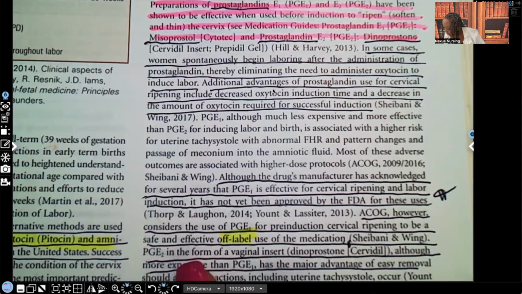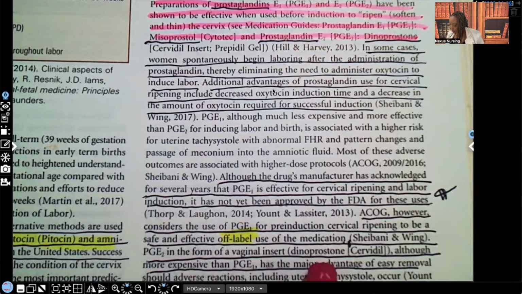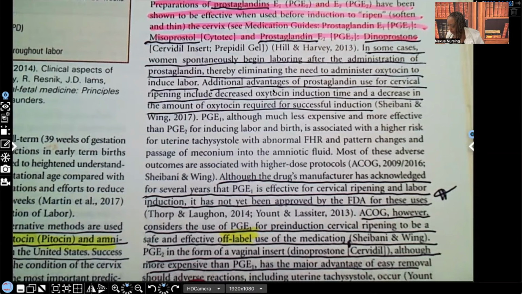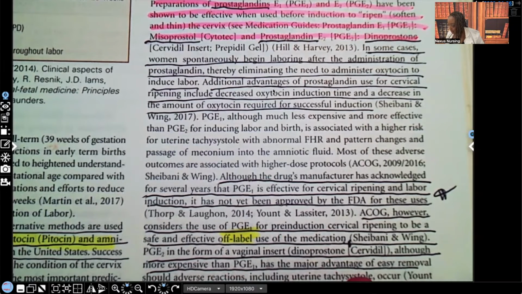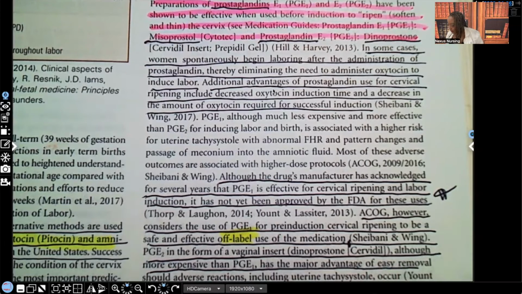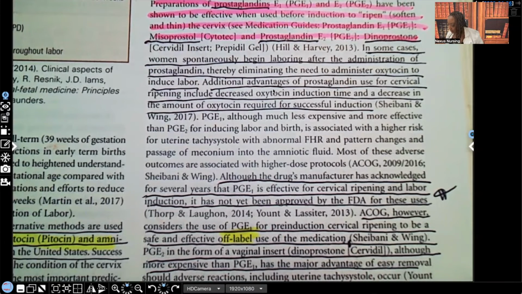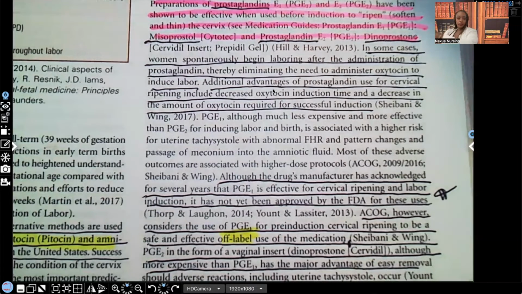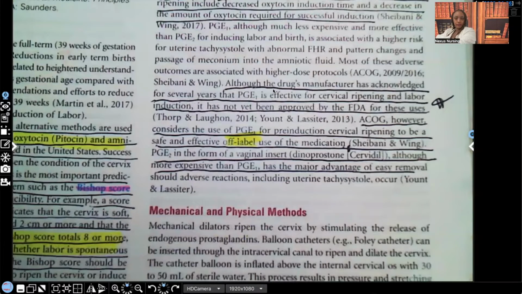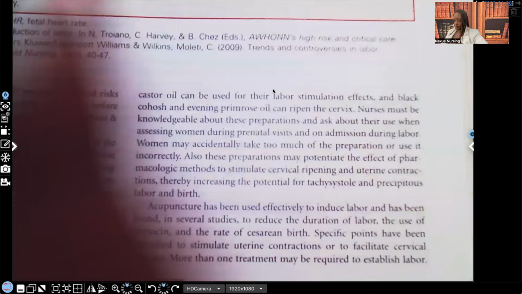Now, the PGE2 in the form of a vaginal insert, that's your dinoprostone, although more expensive than prostaglandin, has the major advantage of easy removal, should adverse reactions including uterine tachysystole occur. You need to know this.